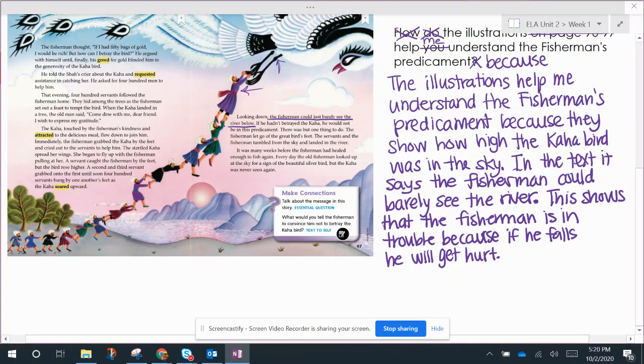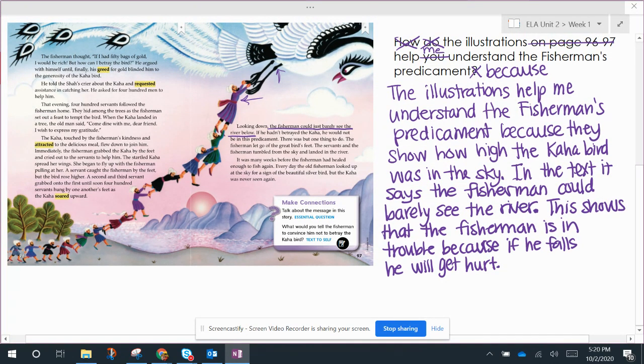Okay, let's go ahead and read the whole answer. The illustrations help me understand the fisherman's predicament because they show how high the Kaha bird was in the sky. In the text, it says the fisherman could barely see the river. This shows that the fisherman is in trouble because if he falls, he will get hurt. Okay, and that is how we use both the illustrations and the text. As you can see, I pointed out things in my illustrations and I underlined and used evidence from the text. Those two things work together to help us understand the story better.